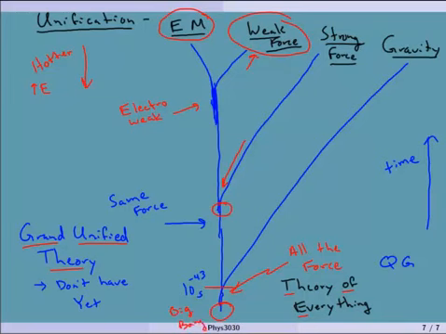The forces separate out, and we say that somehow the symmetry is broken between them. What that means is the symmetry here means that all the forces look the same, all the particles look the same, and we can't tell the difference between them.